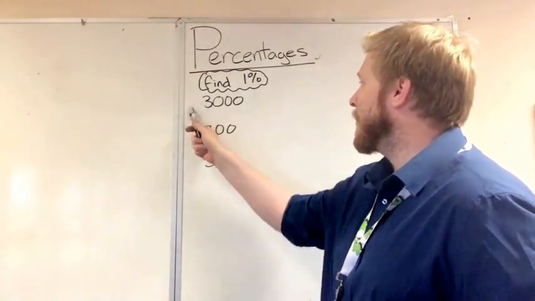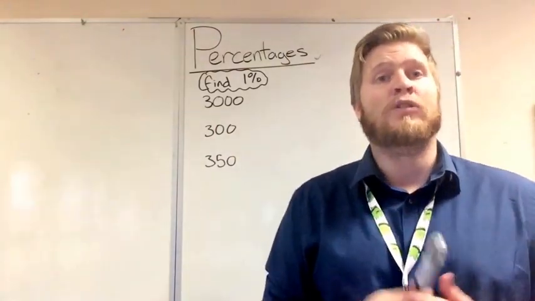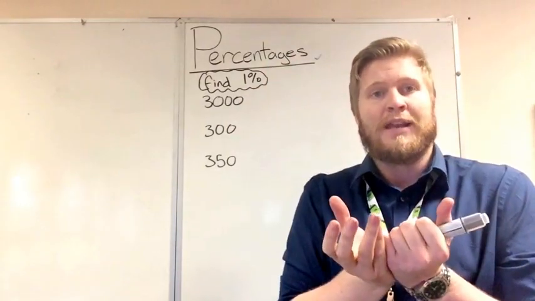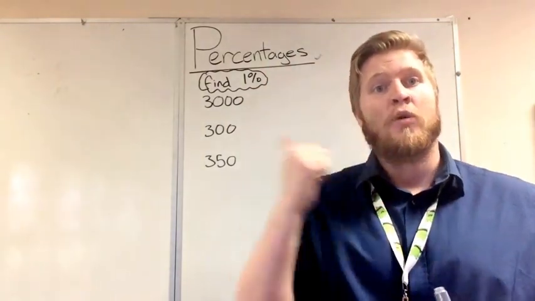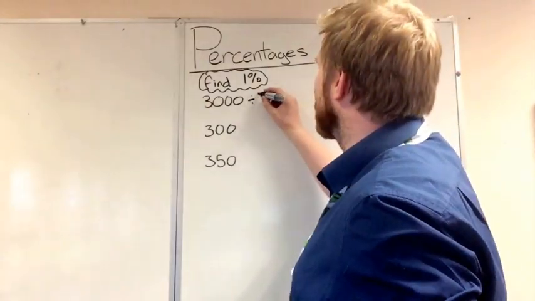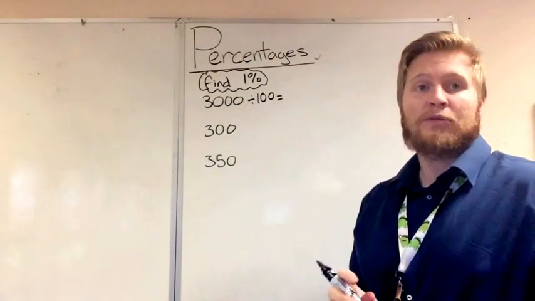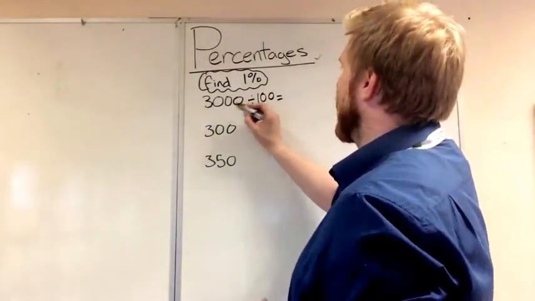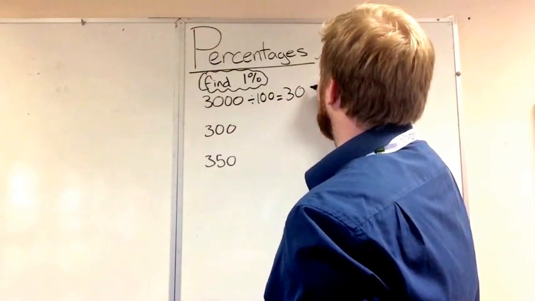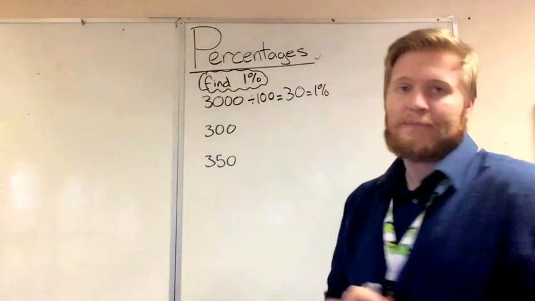So our three numbers here are 3,000, 300 and 350. To find 1%, what we have to do is divide by 100, because the whole is 100%. So if we want to find 1%, we divide these by 100. So 1% of 3,000, if we divide by 100, move the decimal place 2 places along, will be 30. So 30 equals 1%.